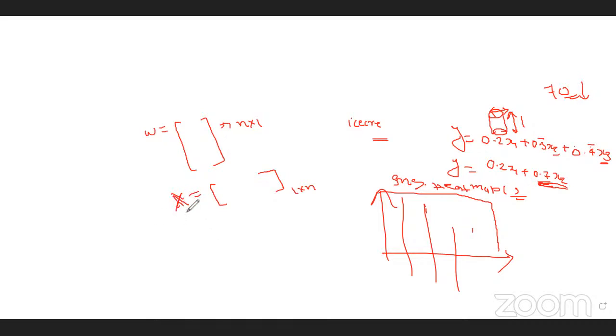Ultimately, for Y, which shape do you want? You want n cross 1, right? It completely depends on how you have written the code for the other lines, and based on that your matrix shape will be there. If you directly multiply W into X, it will give you n cross n, which is not suitable. Here you want n cross 1, so which combination will you use?